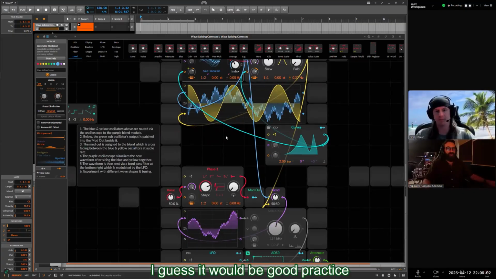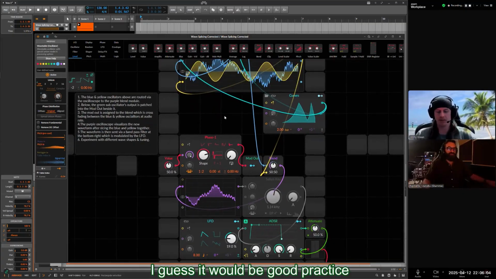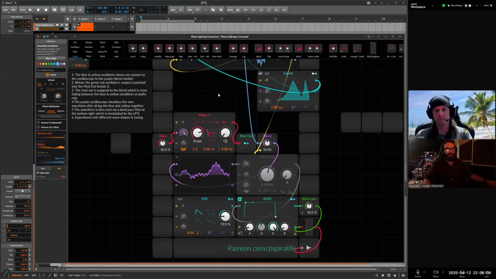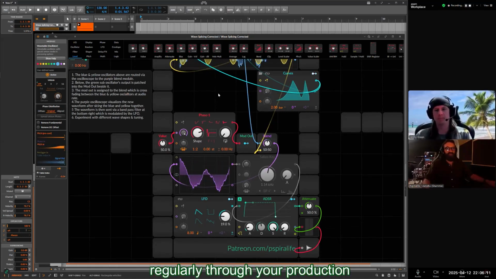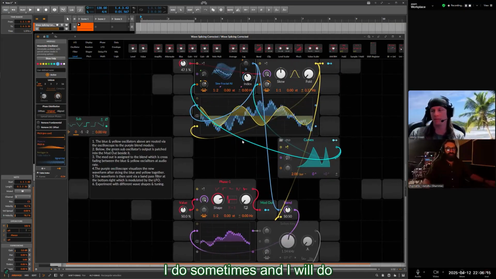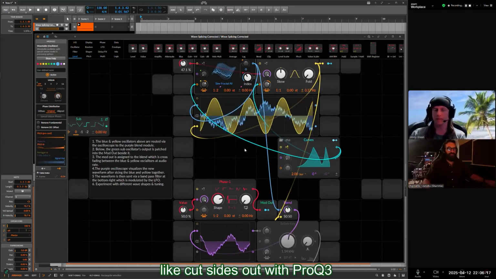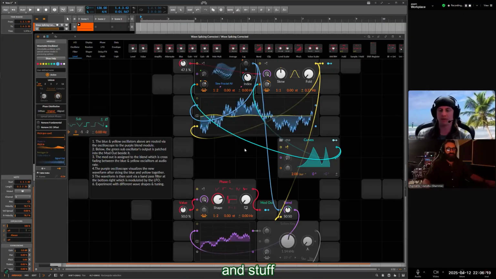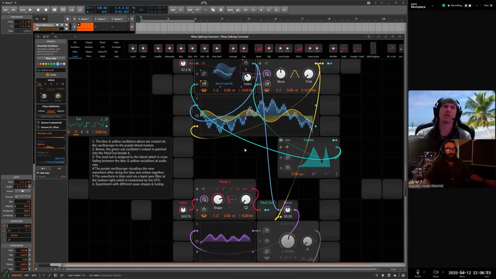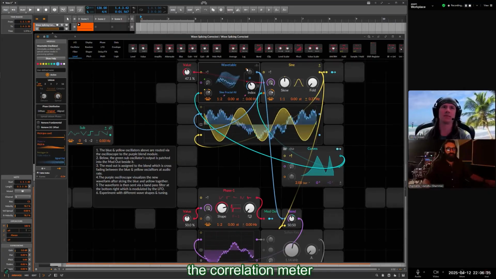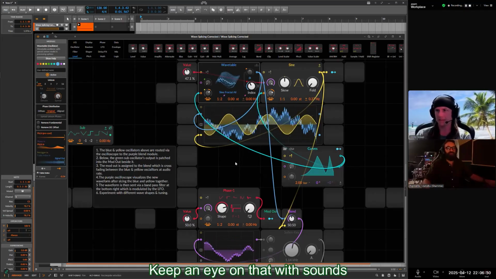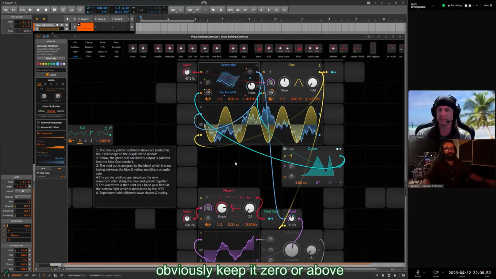Well, I guess you know, it would not be worrying about it, it's cool. But it's good practice to force mono periodically, regularly through your production session. Yeah, I do sometimes, and I will cut sides out with Pro Q3 and stuff. And I keep an eye on the correlation meter, Span has it, with sounds, and just obviously keep it at 0 or above.